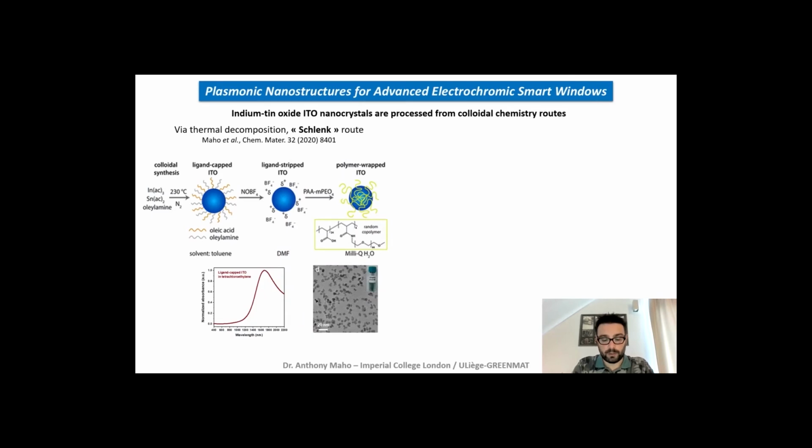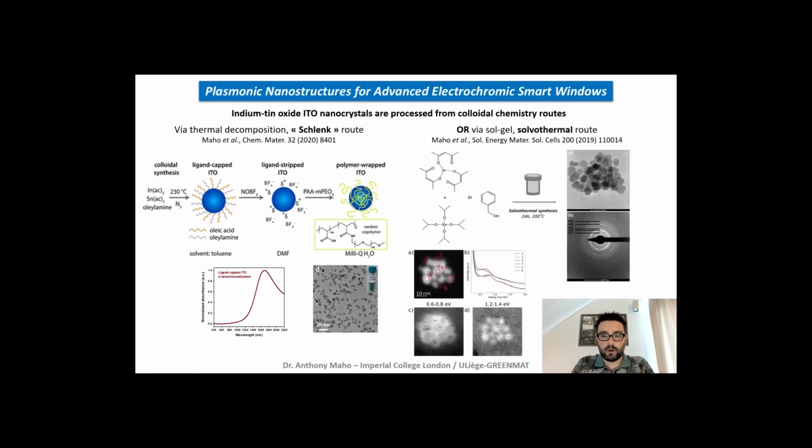Such plasmonic nanocrystals, typically ITO, can be prepared from colloidal chemistry routes with a high degree of precision and control on the final morphology, the size, the shape, the composition, and the dispersion properties of the nanocrystals. These routes can include thermal decomposition reaction under Schlenk line and also solvothermal protocols. These methods will be described with more details in the poster.